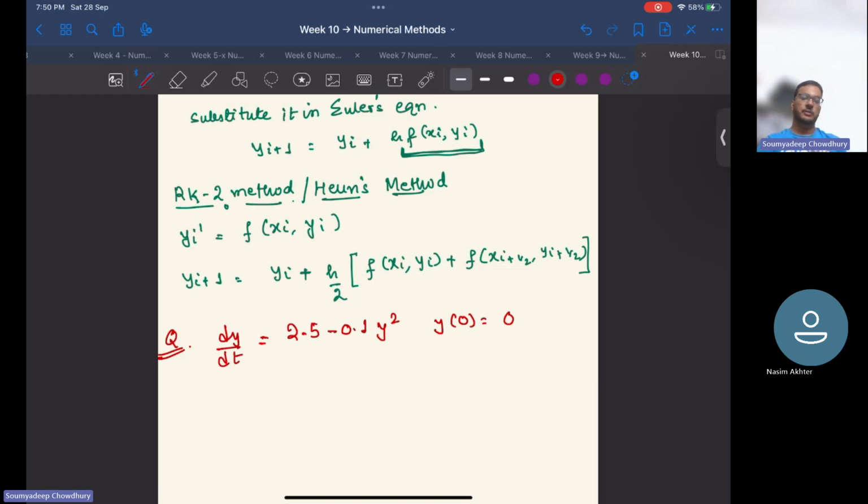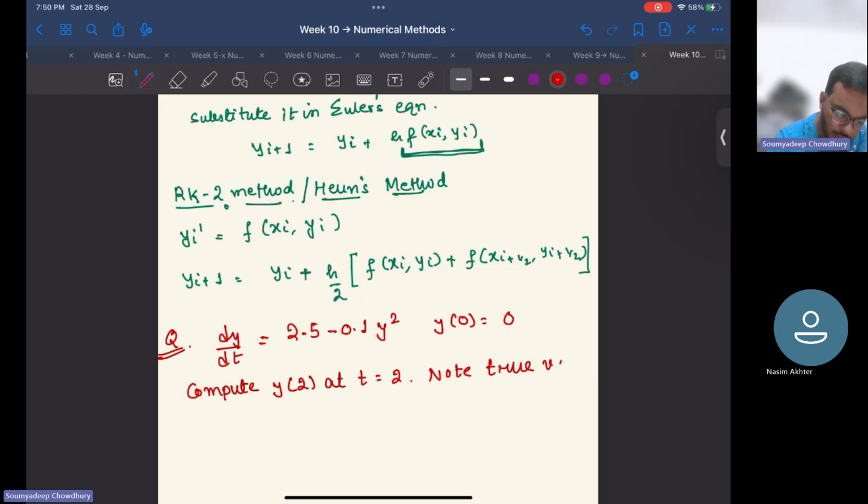So this is the differential equation which is given to you. It is dy by dt equal to 2.5 minus 0.1 y square, and y at 0 is equal to 0. So we have to compute y of 2. So y of 0 is given to you and you have to find out y of 2 at t equal to 2. Right. So now the true value is given to you here. True value is y of 2 equals 3 point. This equation is solved analytically and the true value is given to you, right?